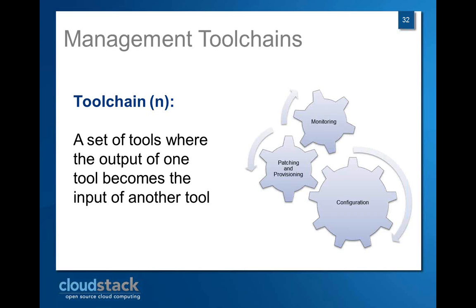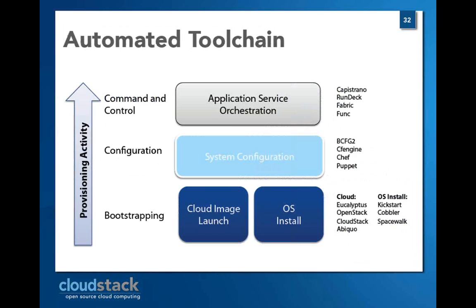So there's this concept of a tool chain, and what does a tool chain look like? At the bottom you have basically the bootstrapping. This is your bare metal install of first launching the VM itself, the instance, and then installing the OS.